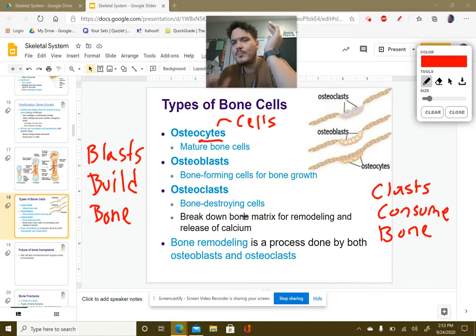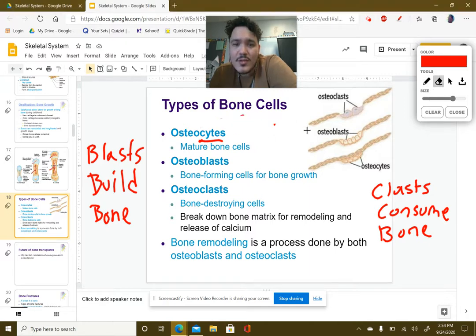It is a very frail and fine balance between these blasts and clasts. If you have too many blasts, what ends up happening is that you can create unnecessary growth, which is referred to as cancer. If you have too many clasts, it actually weakens the bones and makes them frail, and that can lead to conditions like osteoporosis, which we'll learn about later in this particular unit. So again, just knowing that there's this balance between the two, very, very important.